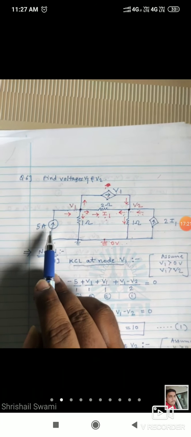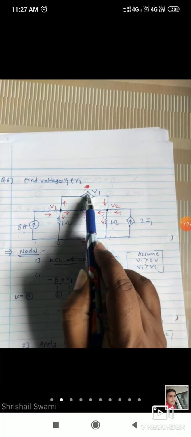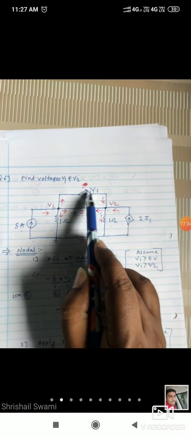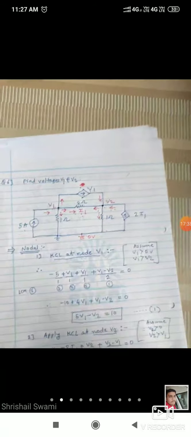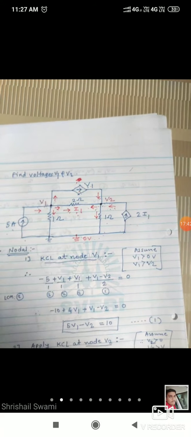It is having its own value, that is 5 ampere. Do you understand? And this is called as dependent source. And one observation is that dependent source is represented by symbol diamond. Whenever the diamond shape is there, that is dependent source. Whenever diamond shape is not there, that is independent. Simply.